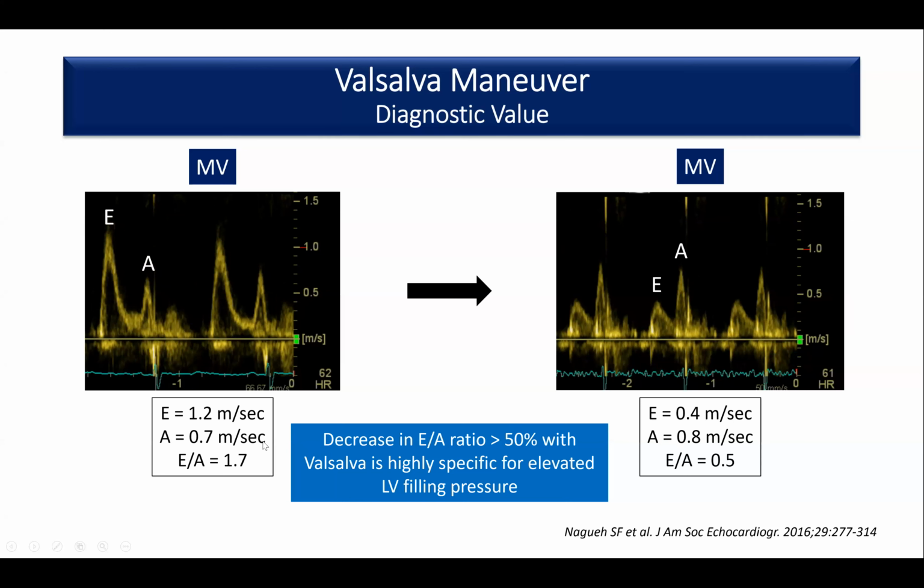Look at the ratio. Whenever this E to A ratio decreases by more than 50% with Valsalva, this is highly specific for high filling pressures. You can see here the ratio went from 1.7 to 0.5. This is more than a 50% decrease in the ratio. So as soon as you see such a decrease in the E over A ratio during the Valsalva maneuver, you know that the left atrial pressure is high.